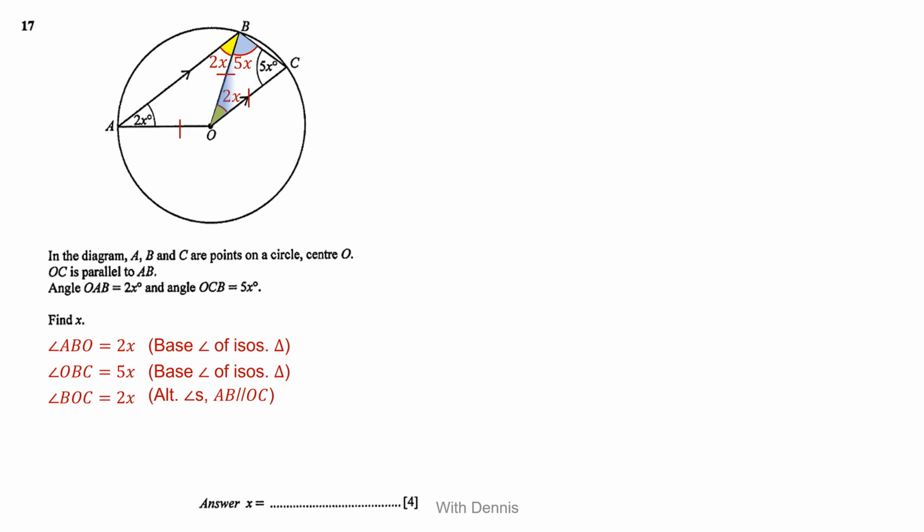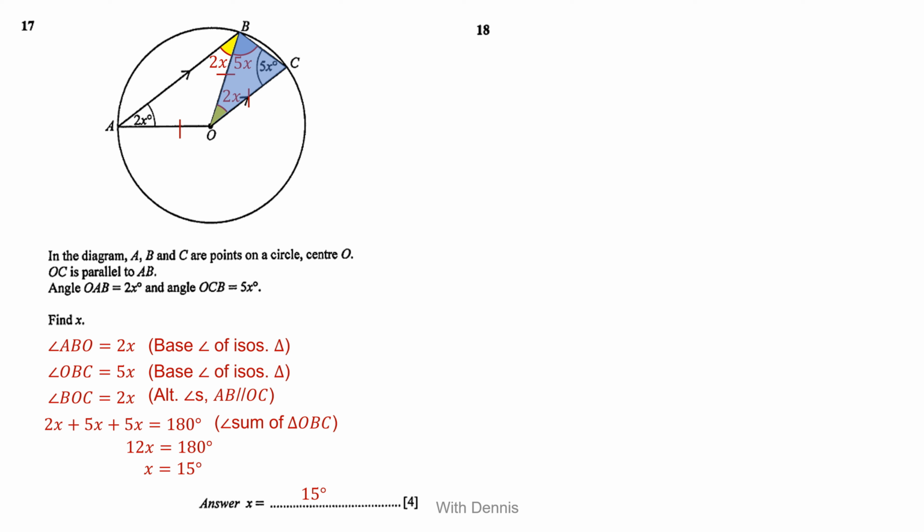And then we look at this triangle OBC. We can say that 2x plus 5x plus 5x equals 180 degrees. The reason is angle sum of triangle OBC. Hence, we solve this equation. 12x equals 180 degrees and x equals 15 degrees. Therefore, the answer is 15.